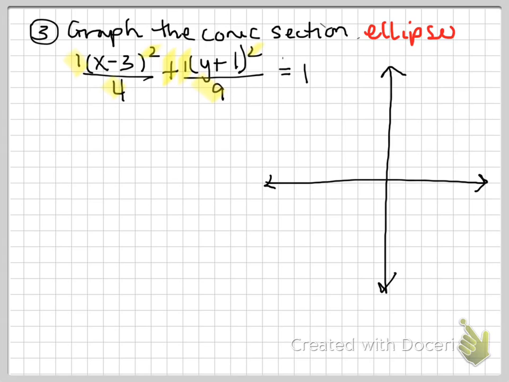Okay, so now I need to ask myself, is this a hot dog or a hamburger? Well, it looks like the number under my y term is bigger. So that tells me this is going to be a hot dog ellipse. All right, let's compare to standard form.